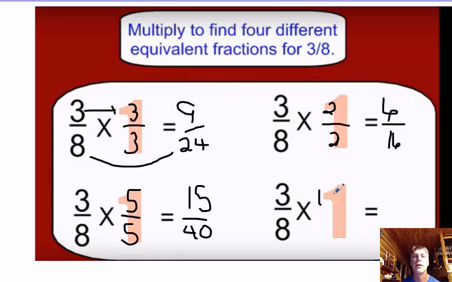What if I do 100/100? Well, this is still 1, and any number times 1 will keep its identity. So 3 times 100 is 300, and 8 times 100 is 800. It's the same, just a lot more cuts.